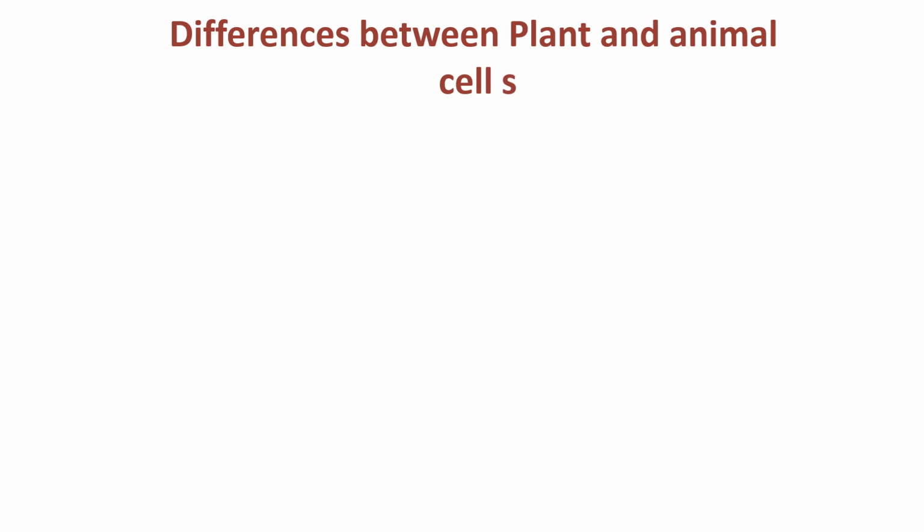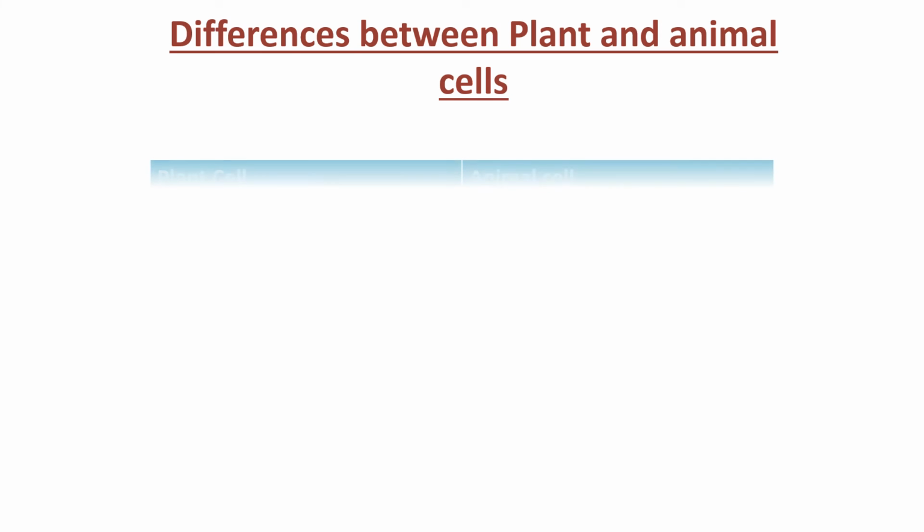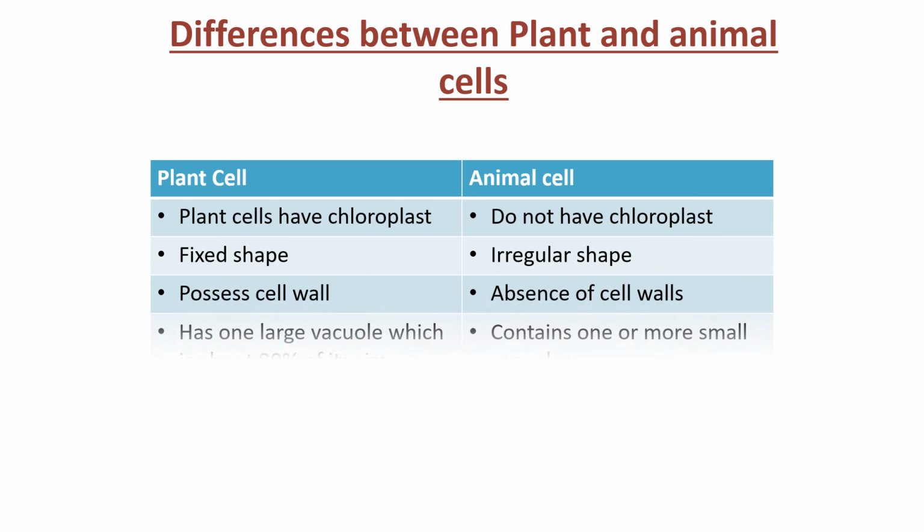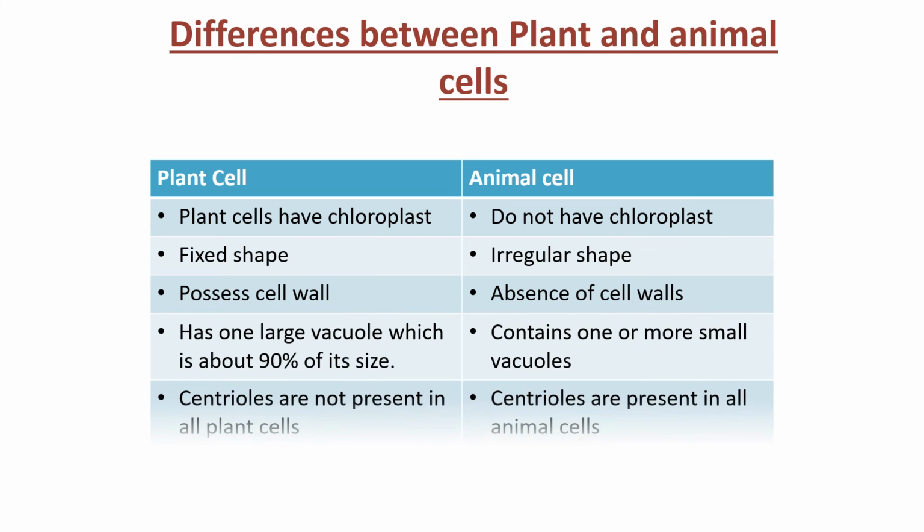Differences between plant and animal cells. Plant cells have chloroplast. Animal cells do not have chloroplast. Plant cells have fixed shape. Animal cells have irregular shape. Plant cells possess cell wall. Animal cells do not have cell walls.